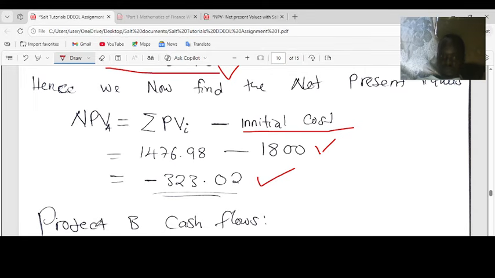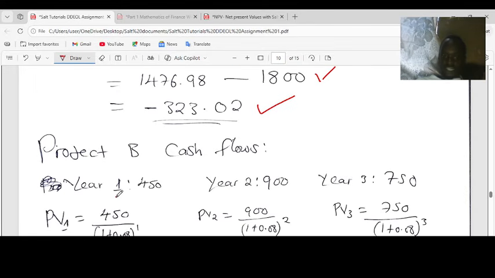Let's go to project B. Project B has these cash flows every year from year 1 to year 3. So year 1, year 2 and year 3. So the same thing as we did in project A. We have to find the present value for 450 in year 1. We replace in the formula. Present value for year 2, we replace in the formula. Present value for year 3.